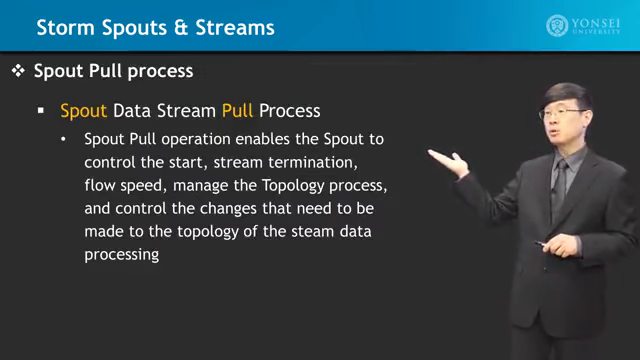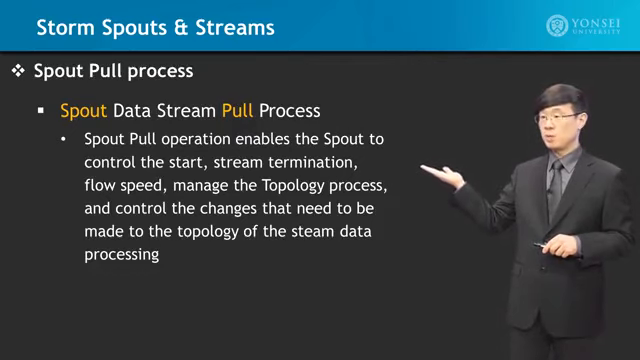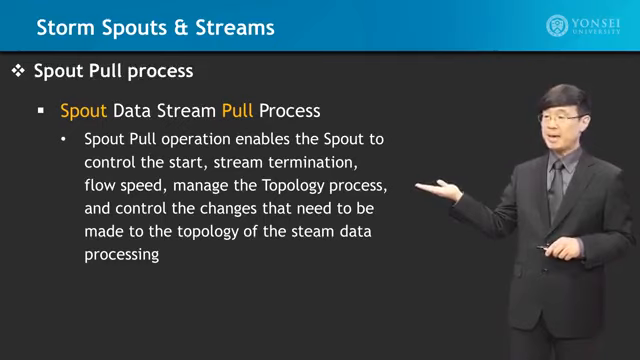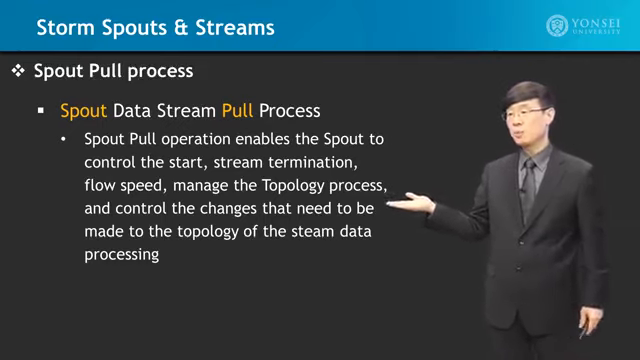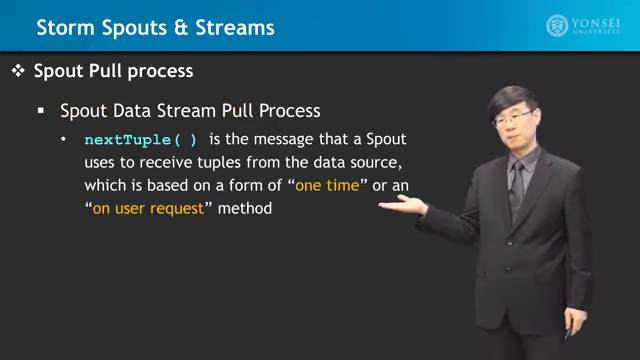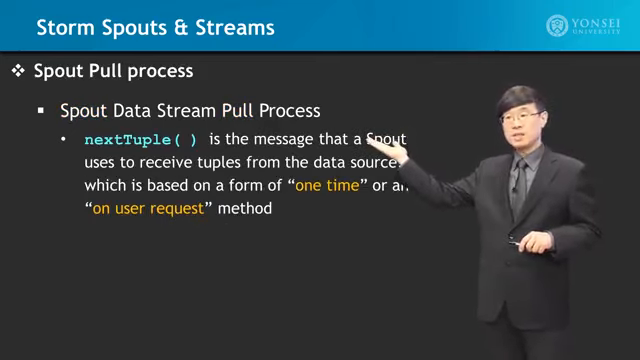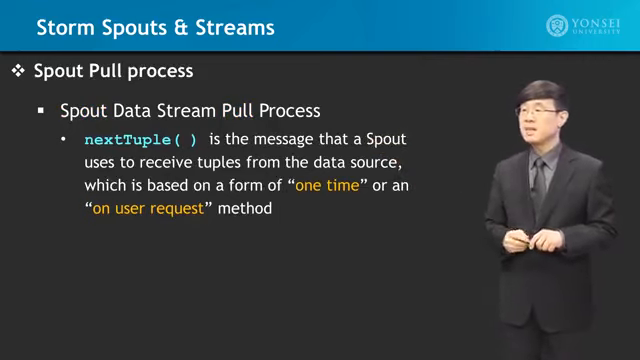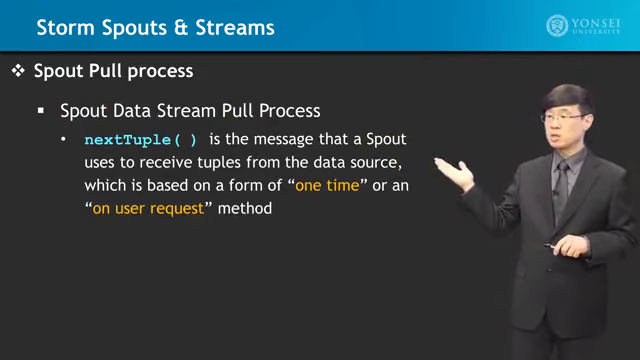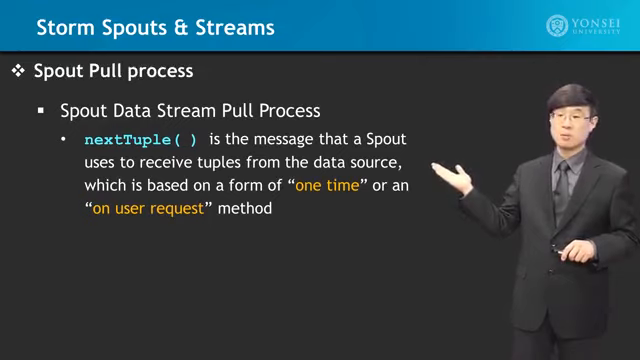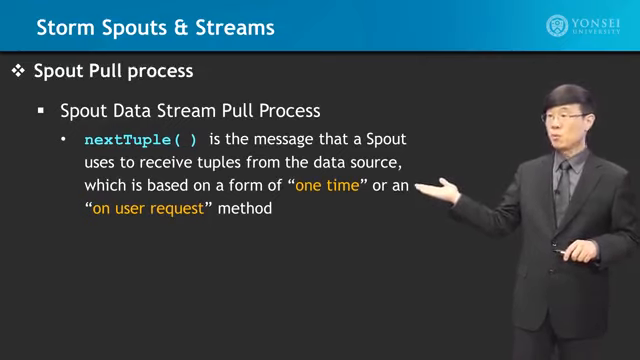Overall, the spout pull operation enables the spout to control the start, the stream termination, the flow speed, manage the topology process, and control the changes that need to be made to the topology of the stream data processing. The spout pull process frequently uses the next tuple command. This is a message that the spout uses to receive tuples from the data source, which is based on the form of one-time or on-user request method.